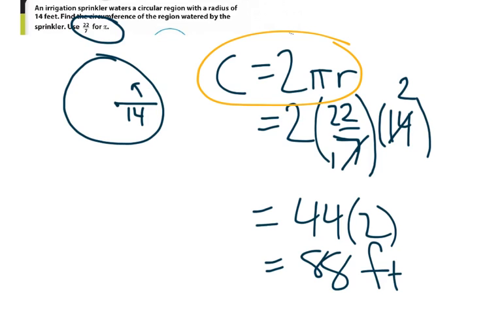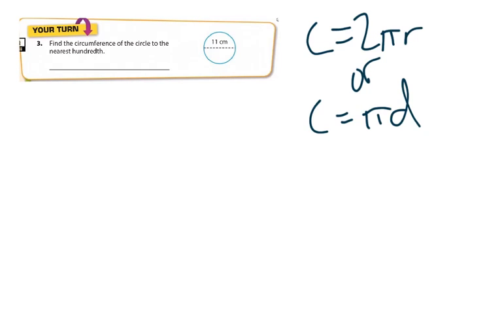Let's look at another example. Okay, in this one it says find the circumference of the circle to the nearest hundredth. Okay, so we have two formulas we could be using. We could use circumference is equal to 2 pi r, or circumference is equal to pi times diameter. What you need to realize is that what they gave you right here is a diameter.